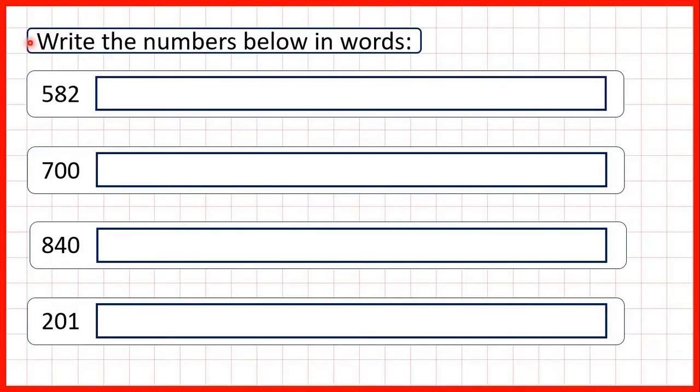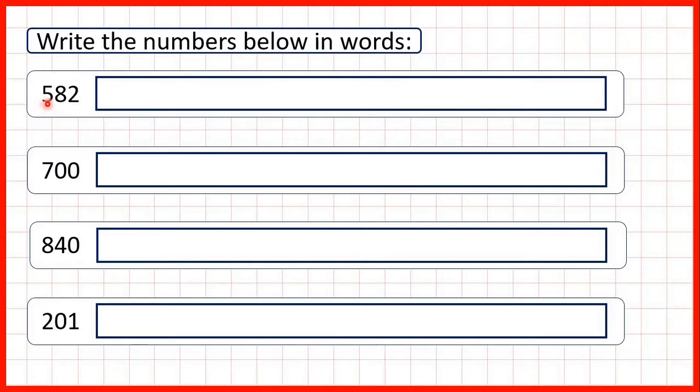We need to write the numbers below in words. So here we can see that all of our numbers are 3-digit numbers. If we remember that in a 3-digit number, the first digit tells us how many hundreds we have, then we have our tens digit, and then on the end we have our ones digit. That will help us to write these numbers.